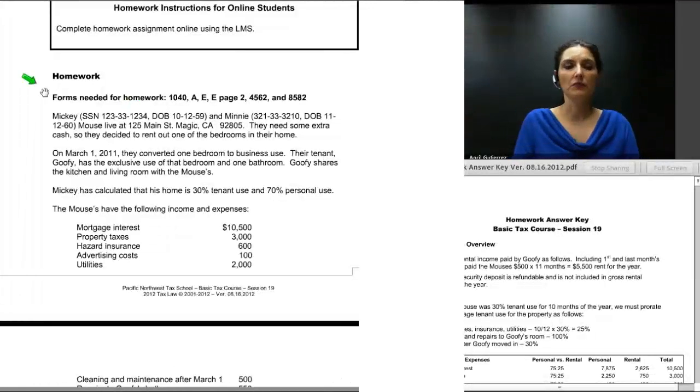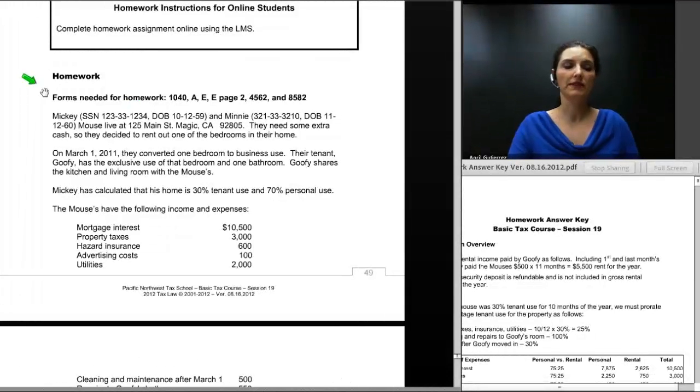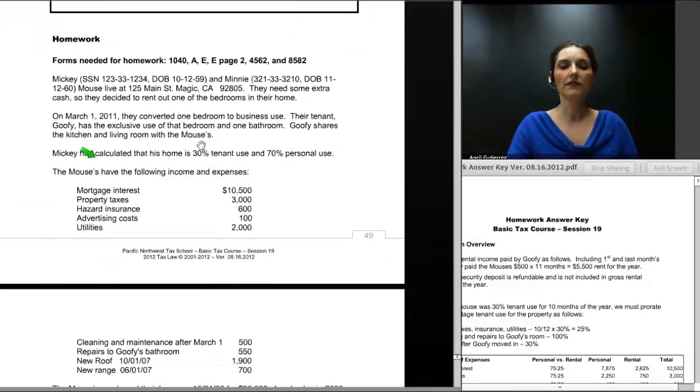And moving on with the homework answer key, we've got the problem itself loaded in front of you first. Again, just as a refresher, Mickey and Minnie are renting a room in their home to Goofy. And the Mouses have the following income and expenses for the year, and the home is 30% tenant use, 70% personal use. They started renting the home back on March 1. So what that tells you is they have 10 out of 12 months of rental use, and during those 10 of 12 months, the home is 30% rental use.